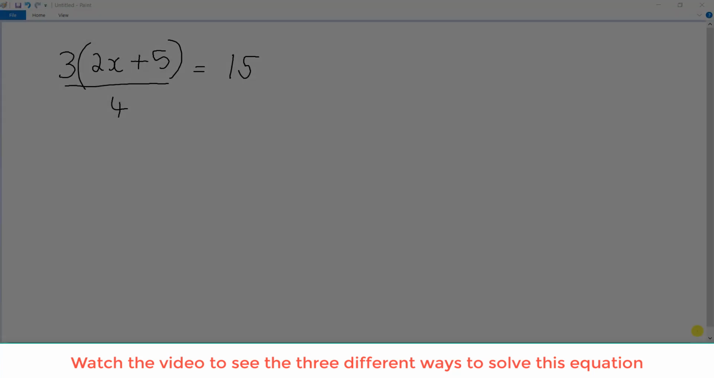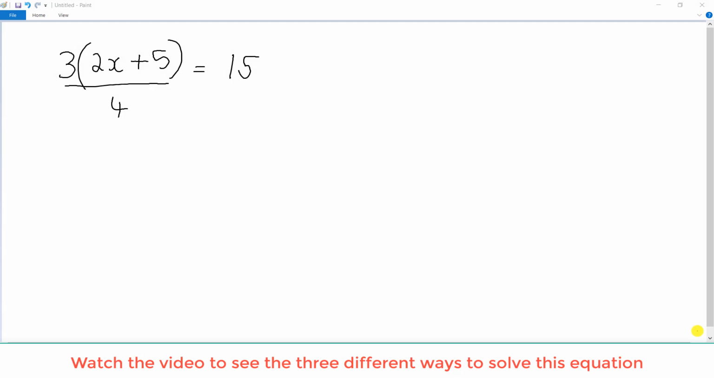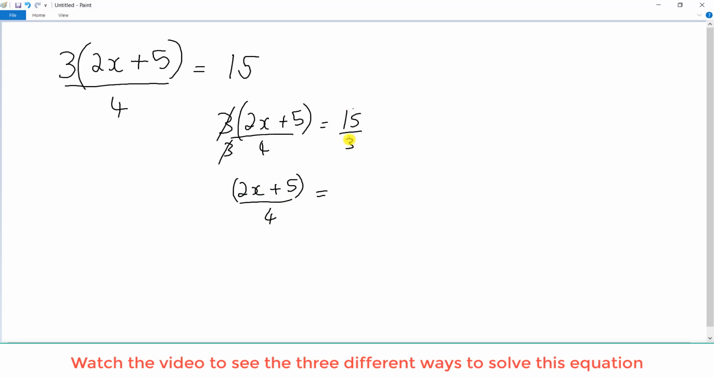Okay, let's look at the 4-stepper again, this time using style 2, doing the same thing to each side. So we'll start with our 3, 2x plus 5 on 4, 15. So we want to divide this side by 3 so that these cancel out. We need to do the same thing to this side. So we end up with 2x plus 5 on 4. We'll put it back in brackets. And 15 divided by 3 is 5.